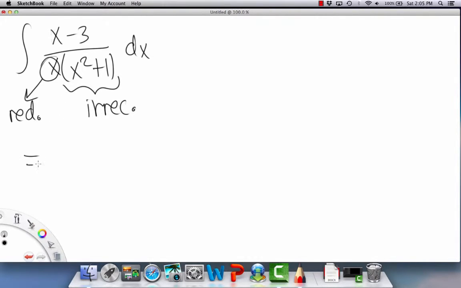What this is going to look like is, the reducible part gets a constant on top, like a, and the irreducible part is going to have a linear form. I don't want to use the same coefficient, so we'll say bx plus c. That's kind of like the form of the equation of a line.